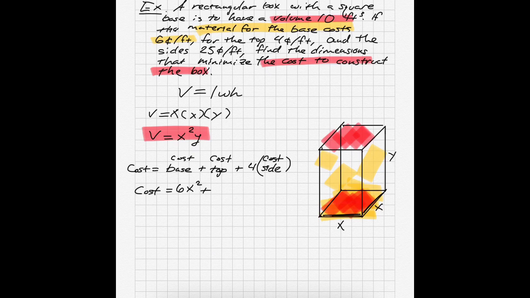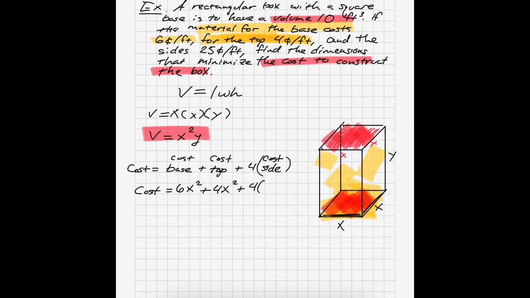Okay, what about the top? So let's see, the cost for the top, 4 cents per foot. So 4, and then let me look back at the figure. So the top again, the area of that is going to still be x times x, right? So x squared again.